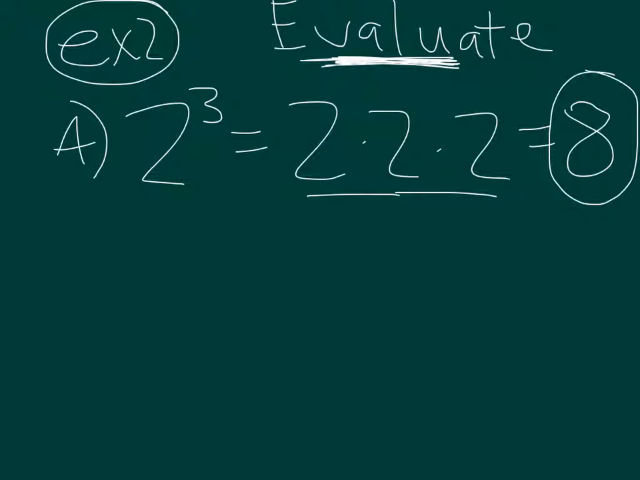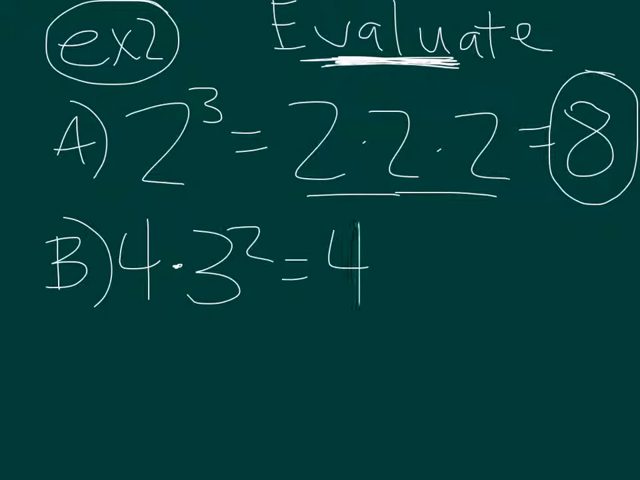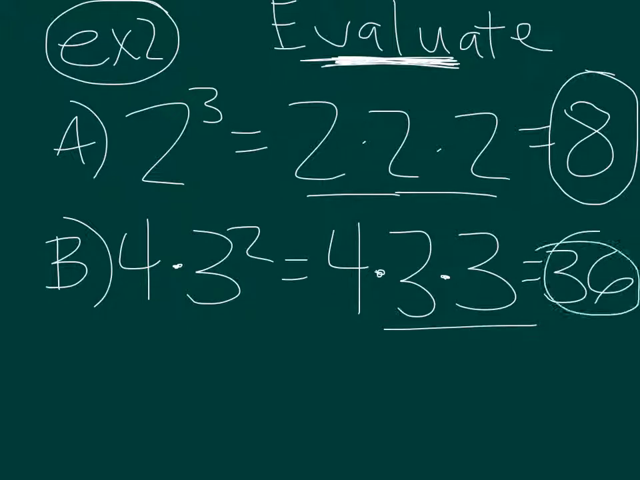Let's do letter B. 4 times 3 squared. Write it out, 4 times 3 times 3. And you don't always have to do that, but for this section, just write it out for practice. 4 times 3 times 3. And you can do this first, or you can do 4 times 3 first. It really doesn't matter due to the associative property. But 3 times 3 is 9, and 9 times 4 is 36. And we can do that the other way. 4 times 3 is 12 times 3. 12 times 3 is 36. So no matter which way you do it, you get 36.